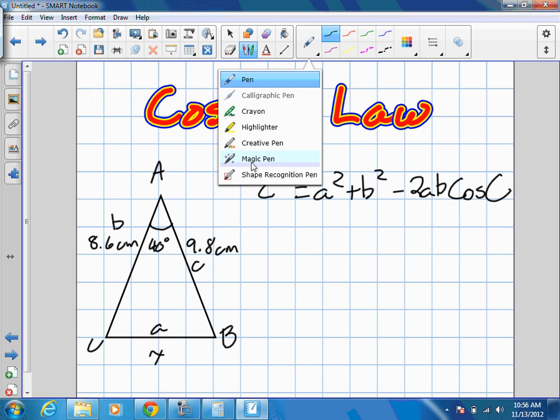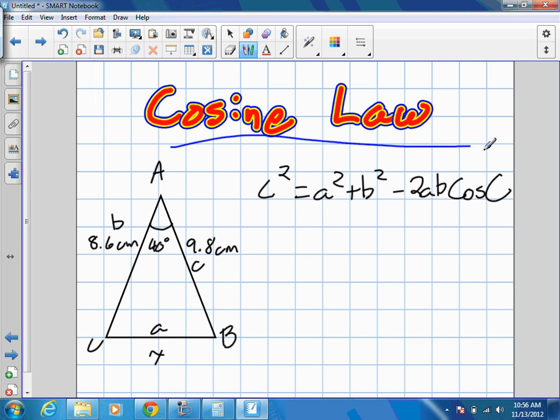Okay, we're going over cosine law. So we already know our sine law and primary trig ratios. Okay. So this is your cosine law.